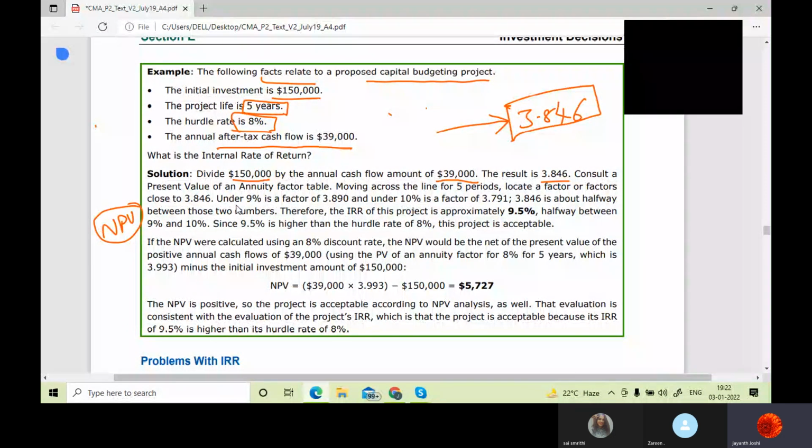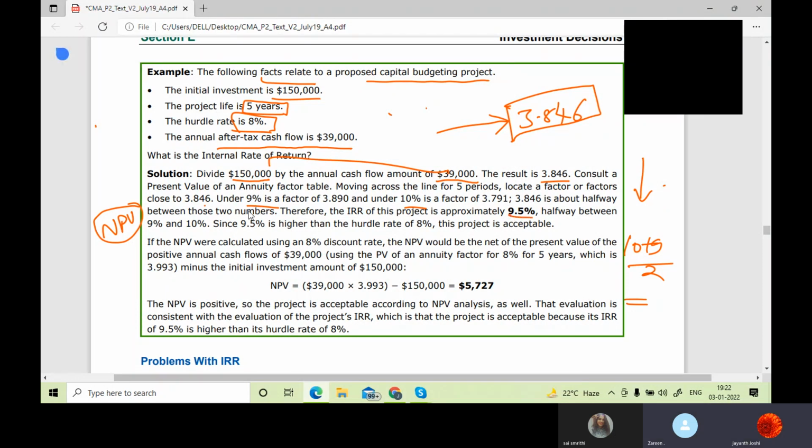So they are saying clearly that when we divided this with this, the result is 3.846. Then we saw the present value of annuity factor table, and when we moved down to 5 periods, we saw that 3.846 lies between 9% and 10%. So what is the average of 10 and 9? Is it 9.5? Yes, 9.5.